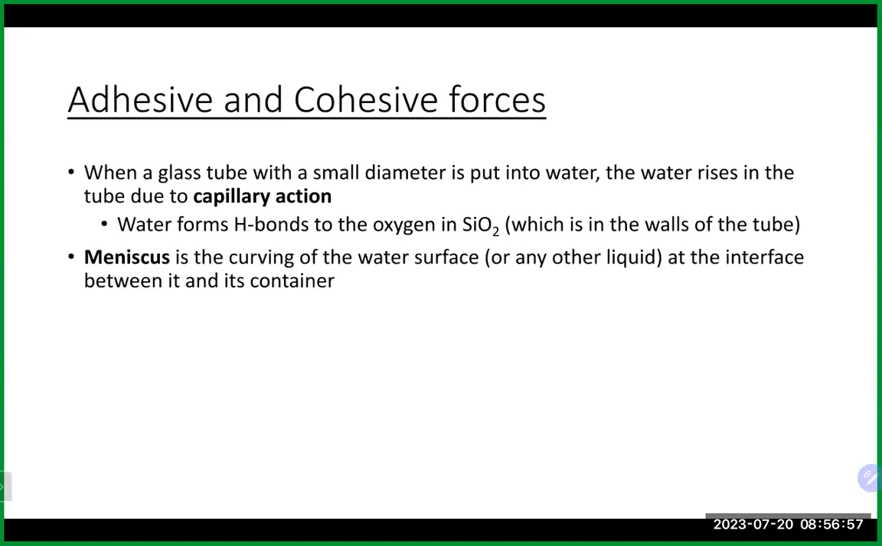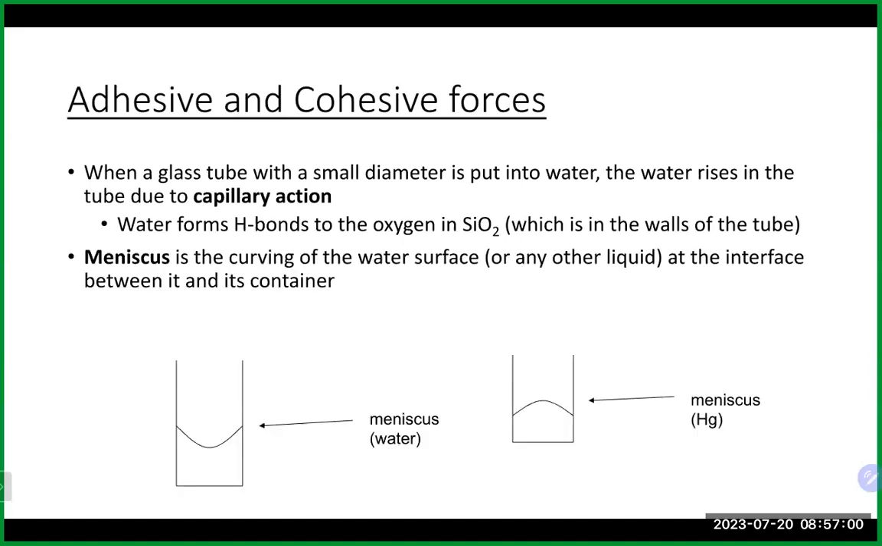Now, adhesive and cohesive properties. Again, when we do take a glass tube with a small diameter, we put it into water, the water will rise through capillary reaction and basically will kind of draw up the tube. And that's because water forms hydrogen bonding with basically the glass tube that's there. And that is what accounts for the meniscus that we see. And, for example, in water, we see that curvature of the liquid drawn like so.